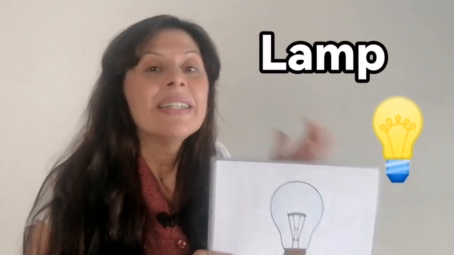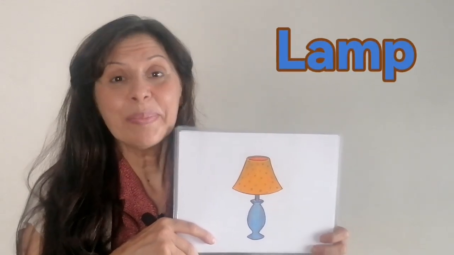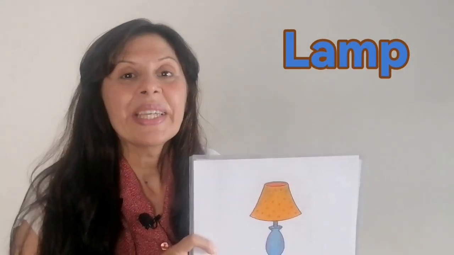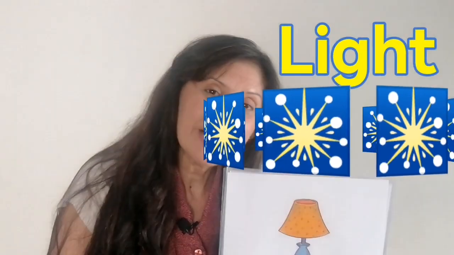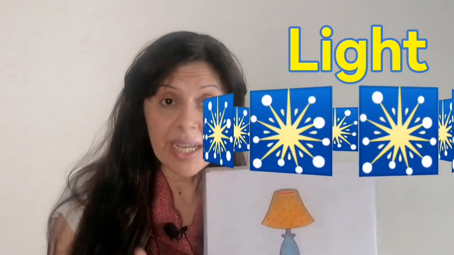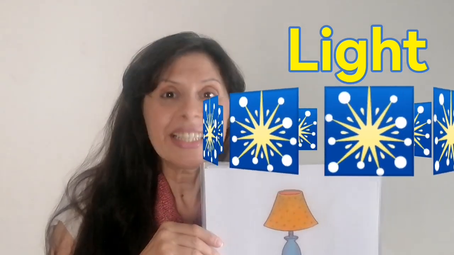Lamp. Another lamp. We can switch it on to make light around us to read something, or we can see each other through the light that comes out of the lamp. So L is for lamp and for light.